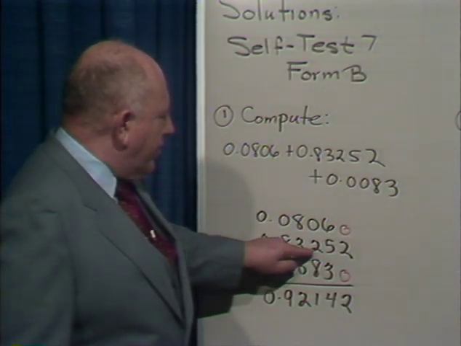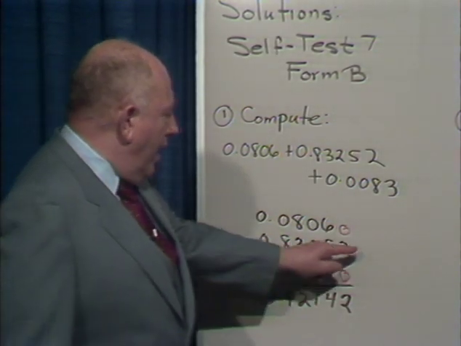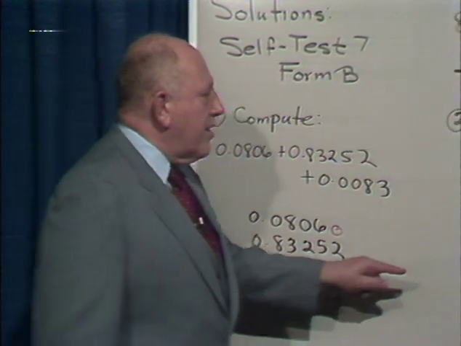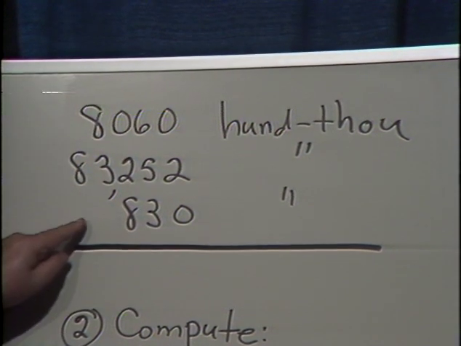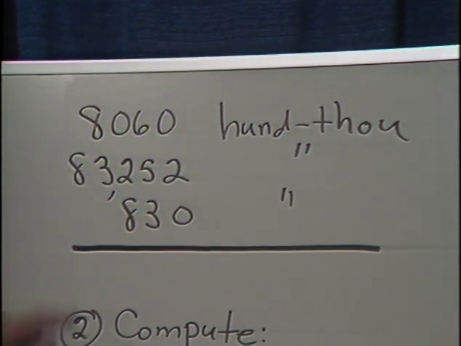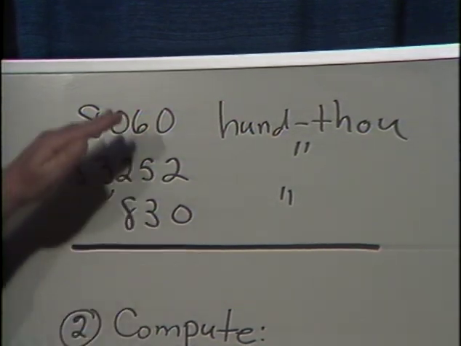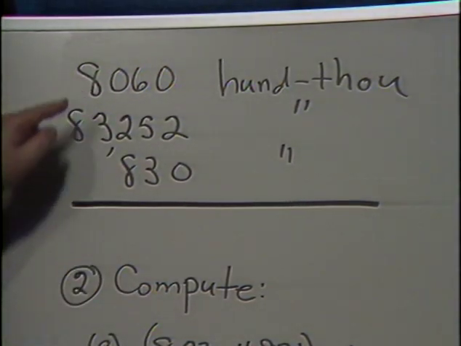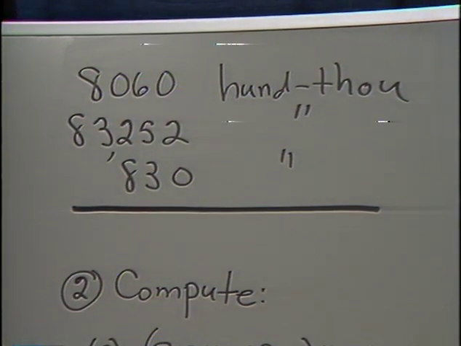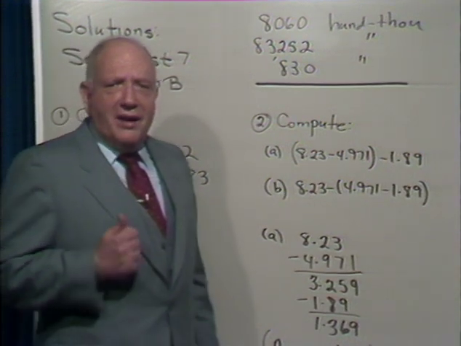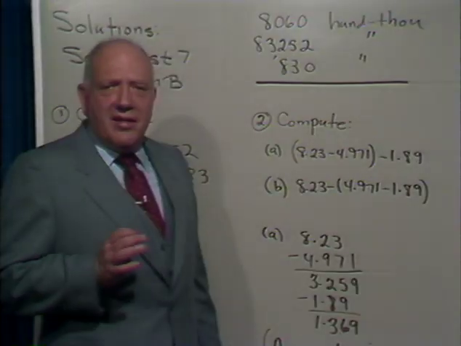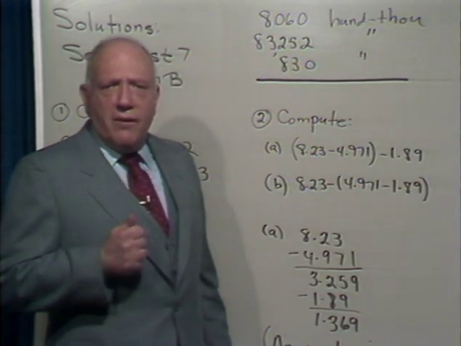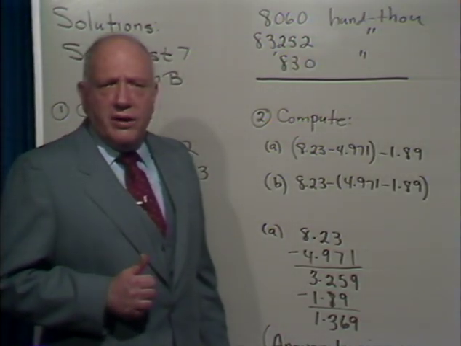This number is 83,252 hundred thousandths. And this number is 830 hundred thousandths. And you see, when we do the problem this way, as long as these numbers are modifying the same noun, we simply add the adjectives and keep the common noun. And you see, in this form, all of our adjectives are whole numbers. That's what I meant earlier when I said that this assignment will be very, very similar to what happened with whole numbers, provided we understand the decimal point concept.